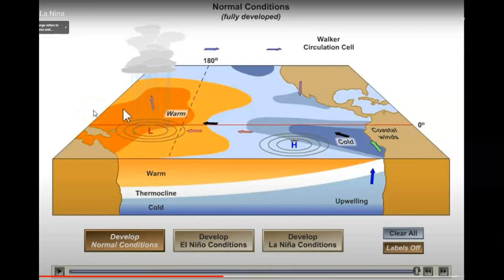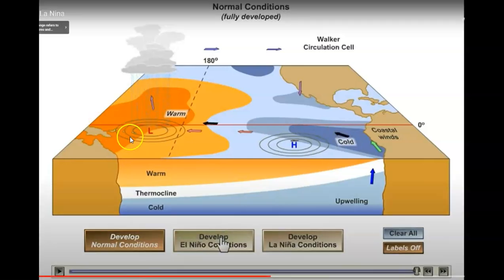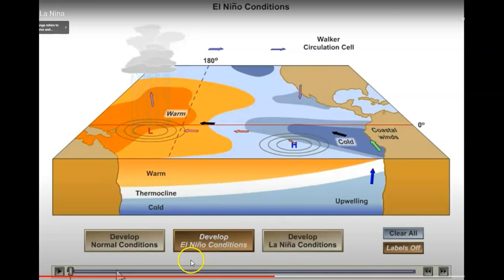Now, for some reason that's not entirely known, every few years these conditions shift a little bit. And so when that happens, we could get either an El Nino or La Nina event. So we're going to look at what the conditions are that lead to El Nino and what the conditions are that lead to La Nina. So let's do El Nino first.